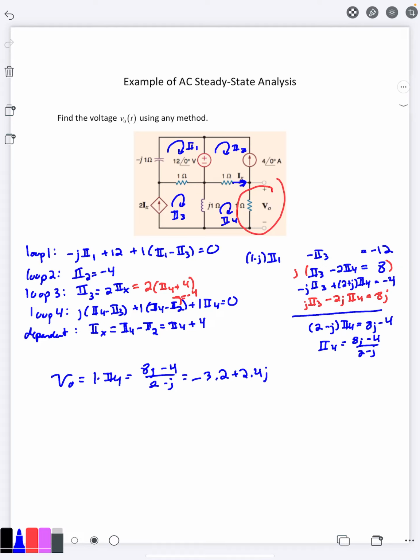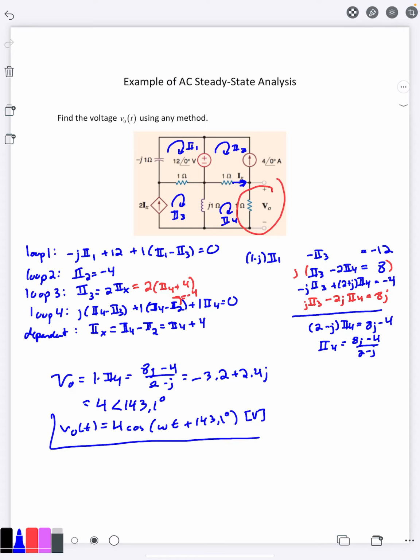Go ahead and convert that into polar. That's going to give me 4 angle 143.1 degrees. And so for my final answer here, my v0 of t would be 4 cosine omega, we don't know what that is, t, plus 143.1 degrees in volts.